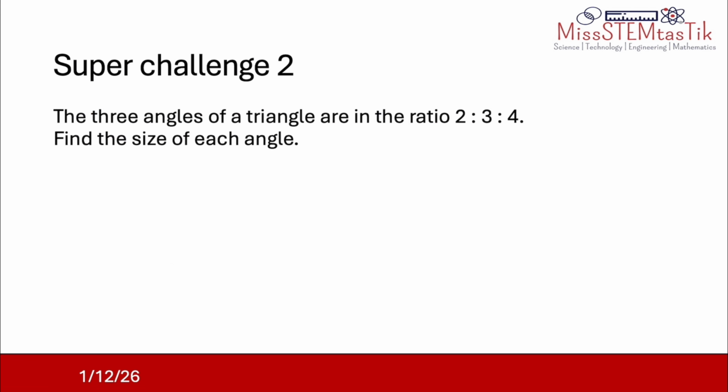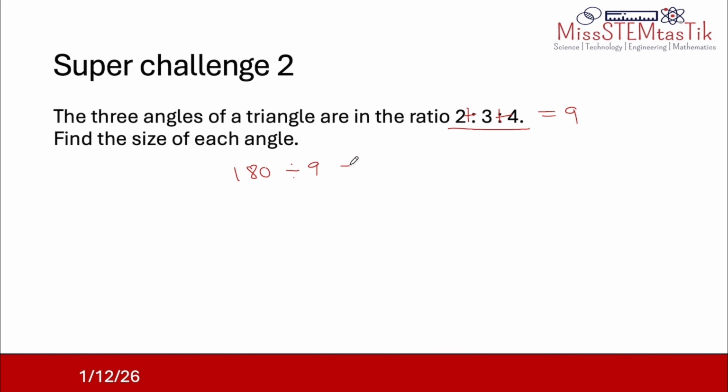The three angles of a triangle are in the ratio 2 to 3 to 4. Find the size of each angle. Now the sum of all of these parts is equal to 180. So I'm going to add 2, 3 and 4. That is 9. And now I'm going to divide 180 into 9 parts.